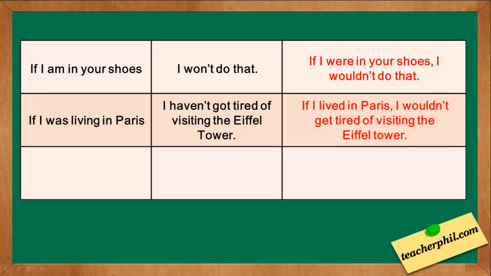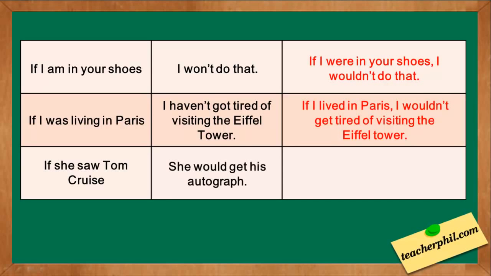And the last one, if she saw Tom Cruise, she would get his autograph. The correct answer is, if she saw Tom Cruise, she would get his autograph. The if clause, if she saw Tom Cruise, and the result clause, she would get his autograph, are already correct, so there's no need to change it. Did you get them right?